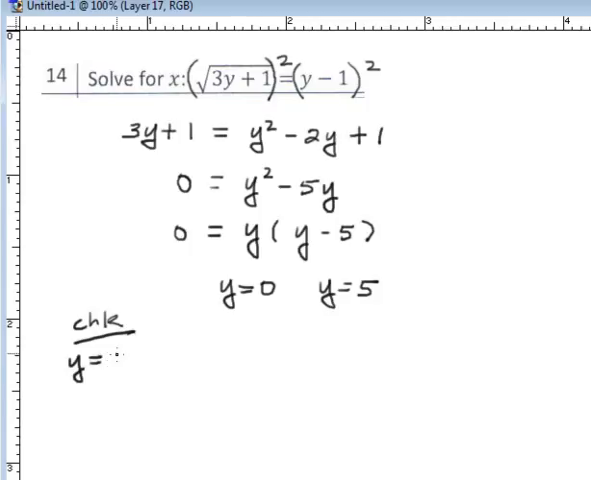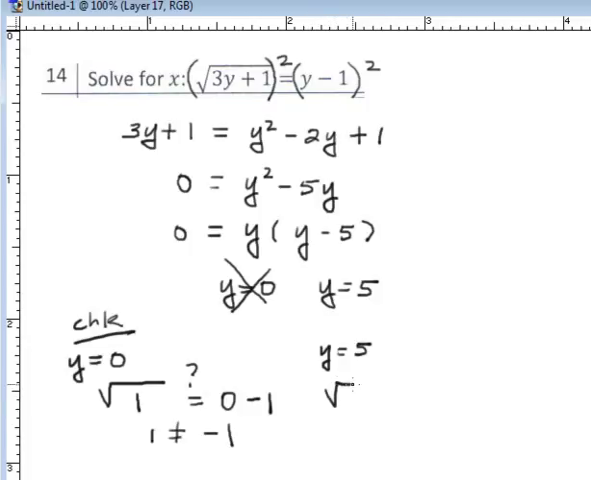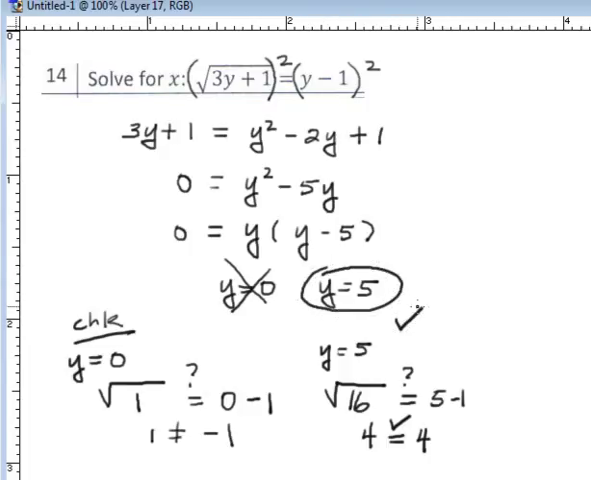So first we'll check y equals 0. All right, let's substitute into the original. So that would give us 3 times 0 is 0, plus 1, so we have 1 equal to 0 minus 1. So that's 1 is not equal to minus 1. So y equals 0 is not a valid solution. All right, let's check y equals 5. We have 3 times 5 is 15 plus 1 is 16. So the question is, is the square root of 16 equal to 5 minus 1? Well, yes, that's 4 is equal to 4. So y equals 5 is a valid solution. All right, so we have one valid solution.